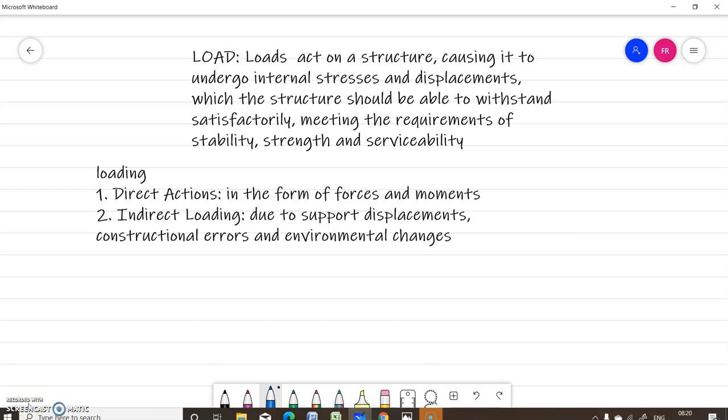Okay, now we'll see about the different loads acting on beams. Loads act on a structure causing it to undergo internal stresses and displacements, which the structure should be able to withstand satisfactorily, meeting the requirements of strength, stability, and serviceability. So the loading on a structure may take any one of the following forms: direct actions, which may be in the form of forces and moments, and indirect actions due to support displacement, constructional errors, and environmental changes.